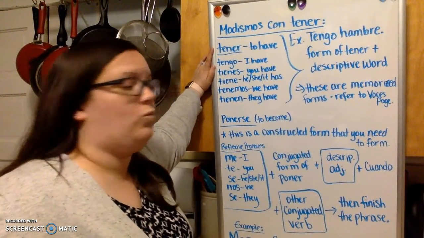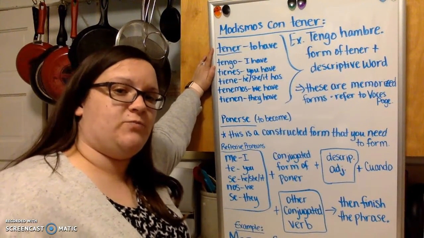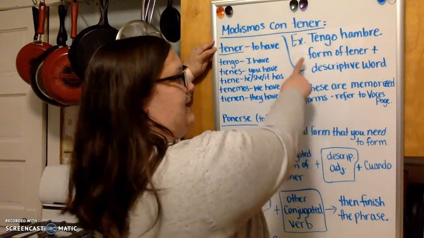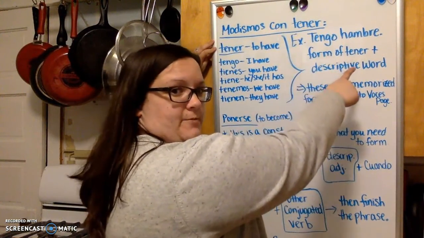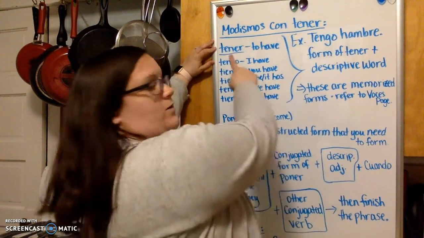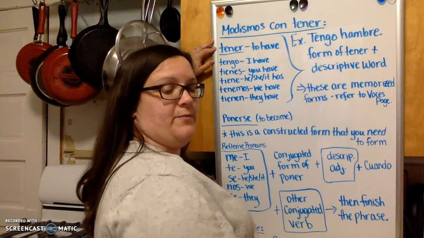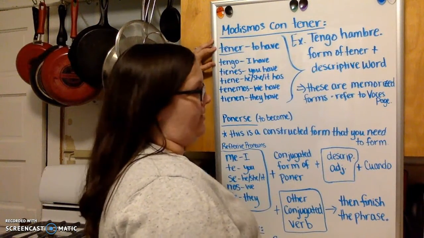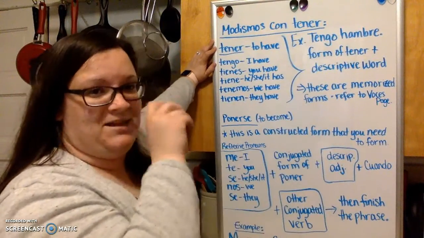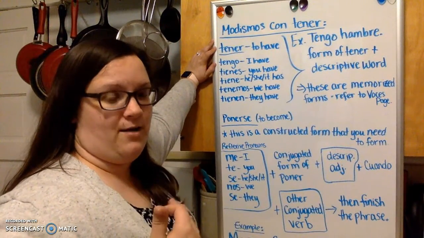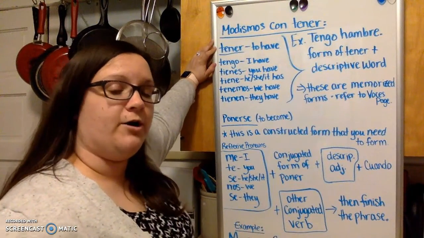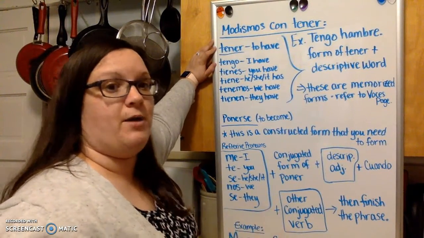All right, so when we're making an expression with tener, this is what you're going to do. You're going to take a form of the verb tener, and then you're going to add a descriptive word. What I mean by a form of the verb tener is one of these conjugated forms, depending upon who your subject is and what you're talking about. I put an example up here for you, and this one's really basic. It's tengo hambre. Tengo means I have, and hambre is hunger, right? So I have hunger. In English, we would interpret that as I'm hungry.